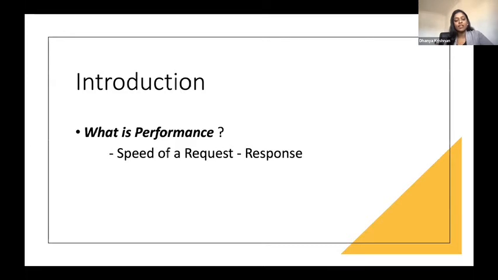Performance means the speed of a request response, how fast your system can serve or how fast your system can give responses. So let's say you're building up an application. Maybe you want to build up an application like Instagram or Facebook, and you want to open it for the general public, for the users to start using it. Okay, your application is starting to get attention. You're getting more and more users.